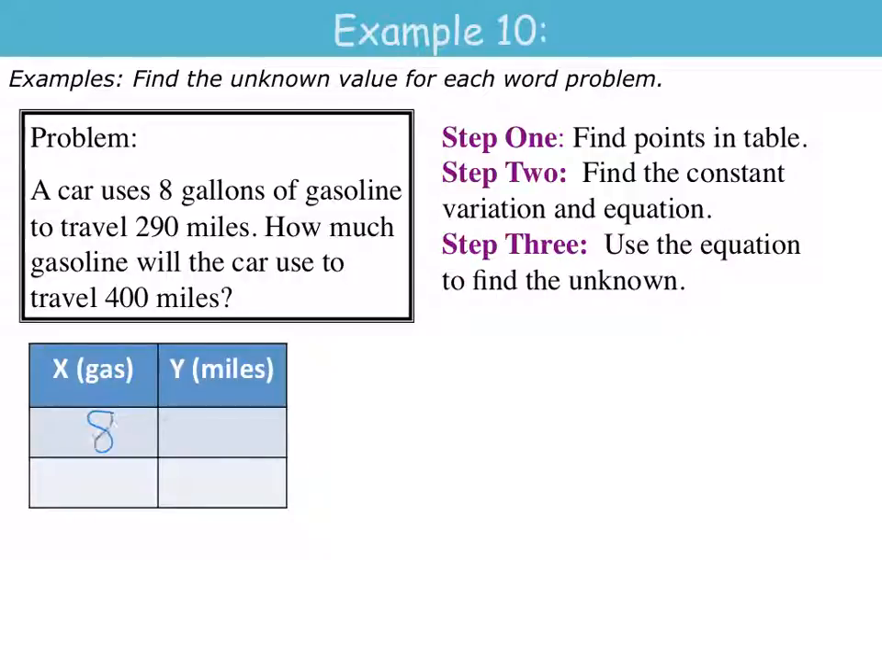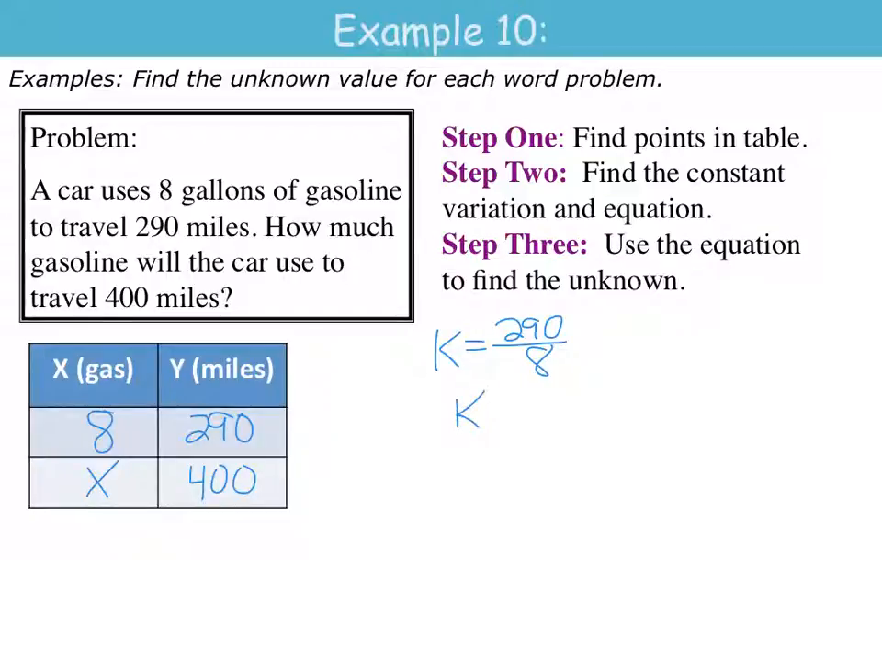So for our table, we know that 8 gallons will give us 290 miles. We want to know how many gallons are going to give us 400. And so we would again find k. So we're going to do 290 over 8. And that's basically going to give you how many miles per gallon your car would be able to travel by doing it this way.